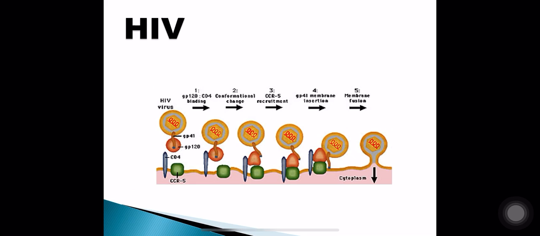The T lymphocyte has CD4 receptor and it has CCR5 receptor. First binding of GP120 receptor of HIV takes place with the CD4 receptor of the T cell, and after this binding a conformational change takes place, and because of this conformational change the CCR5 gets recruited in the setup, and the GP41 also forms a membrane insertion into the host cell, and then the fusion of the membranes takes place, and this is how the contents of the HIV virus will enter into the host cell.